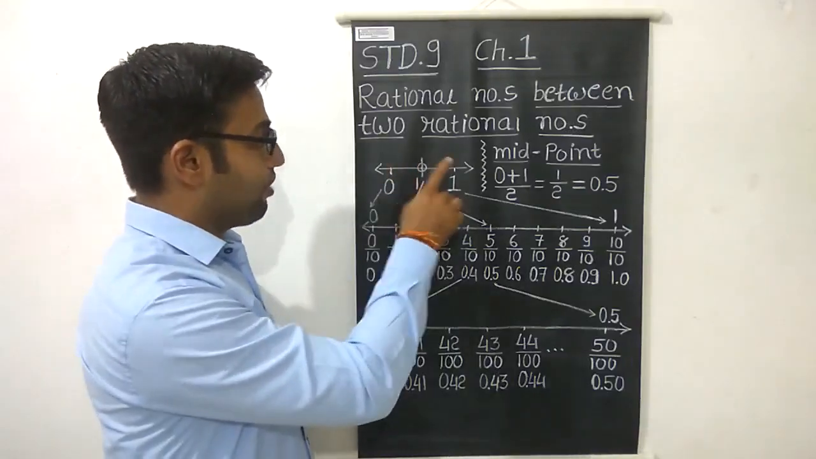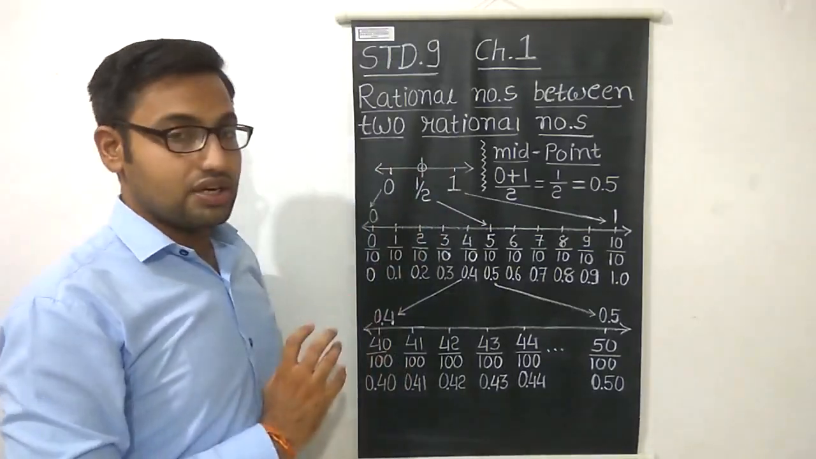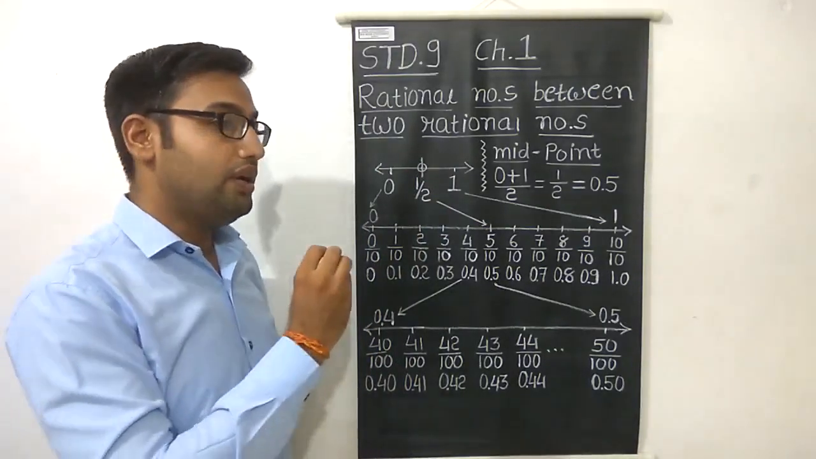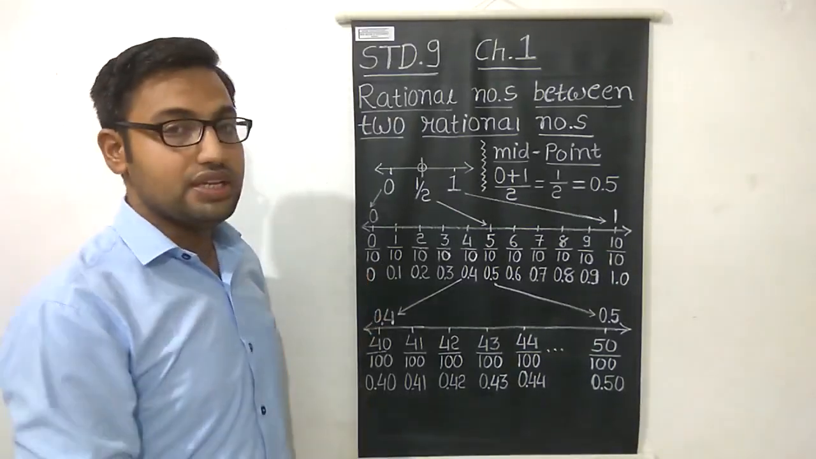So this is all about this lecture, right? In the next lecture, we will study how to find the rational numbers between two given rational numbers. Okay? So this is all about this lecture.